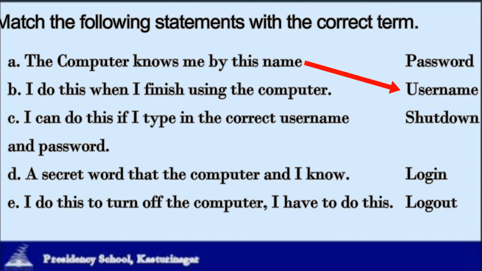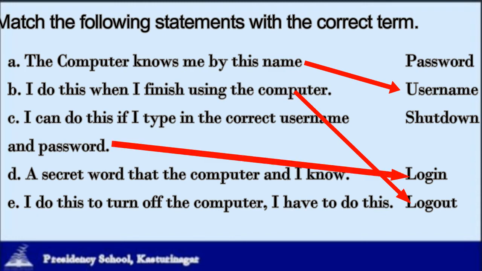B. I do this when I finish using the computer. Log out. Good. C. I can do this if I type in the correct username and password. Log in. Very good. D. A secret word that the computer and I know. Password. Good. Last, E. I do this to turn off the computer. I have to do this. Shut down. Very good, children.